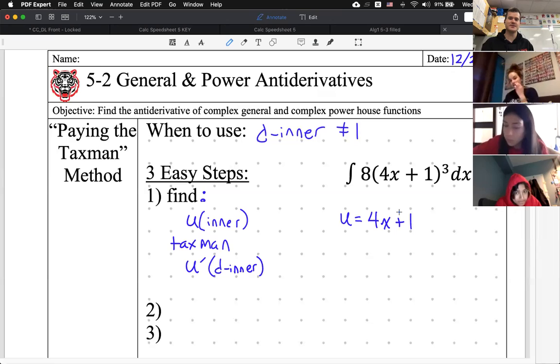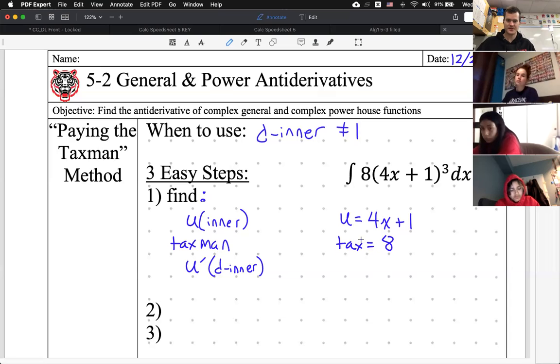And then the taxman is always going to be knocking on your front door. Sometimes the taxman will knock on your back door, but it is a cool little way of saying: what is your coefficient, the thing that's being multiplied outside of your house. So we have a power function, something to the power of 3. That is a powerhouse, and this 8 is not part of that house. That must be the taxman knocking on the front door of that house. So the taxman in this case is going to be 8. I'm going to abbreviate and just say tax is equal to 8. It's a little bit faster.